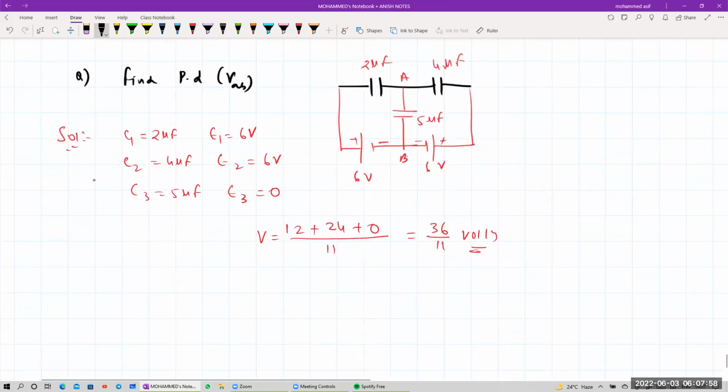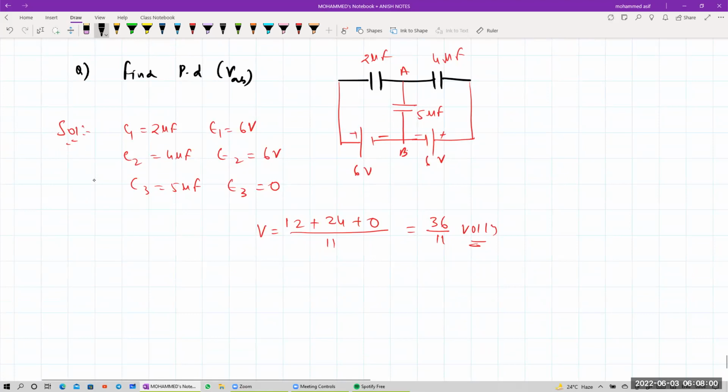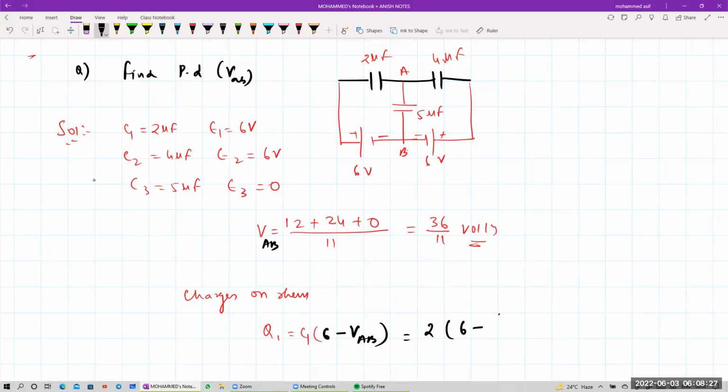Yes sir. What if they ask for the charges? If I were asking for the charges on them, Q1 will be equal to how much? C1 into the potential difference, as I told you. The potential difference means what is the potential at C1? 6 minus the potential across A and B. C1 is equal to 2, into 6 minus 36 divided by 11. So that will be equal to 60 microcoulomb divided by 11.